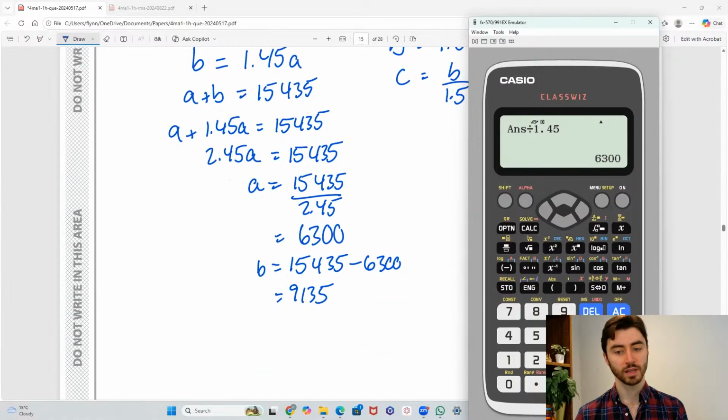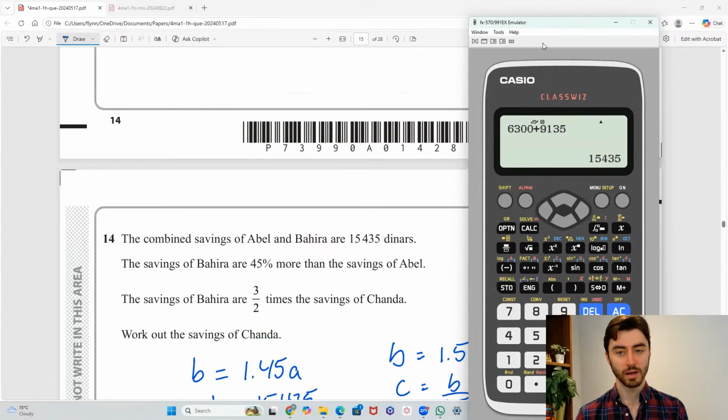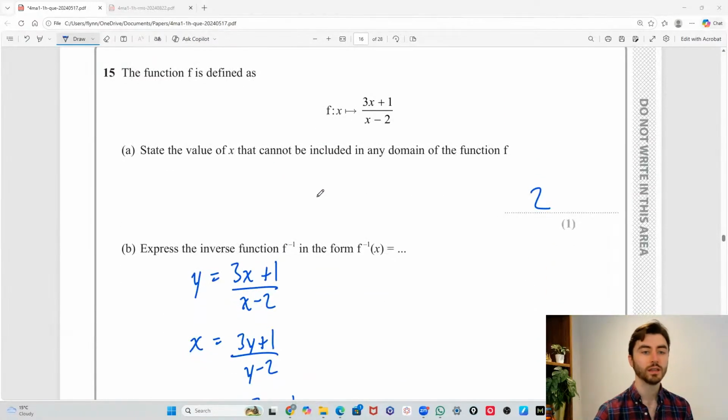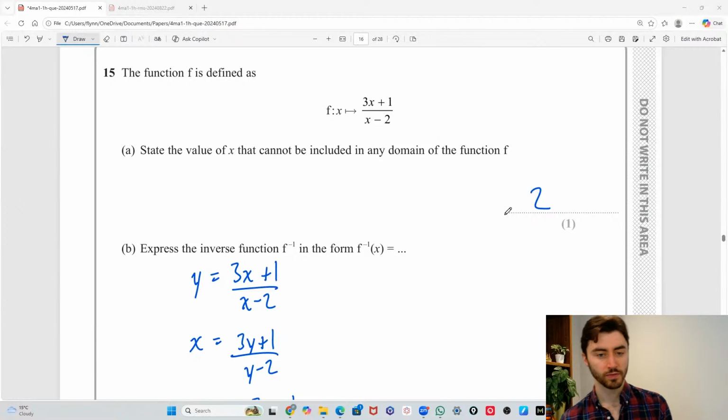And if I add those together, I get 15,000. So I get my original number, so that's good. That's simple enough.